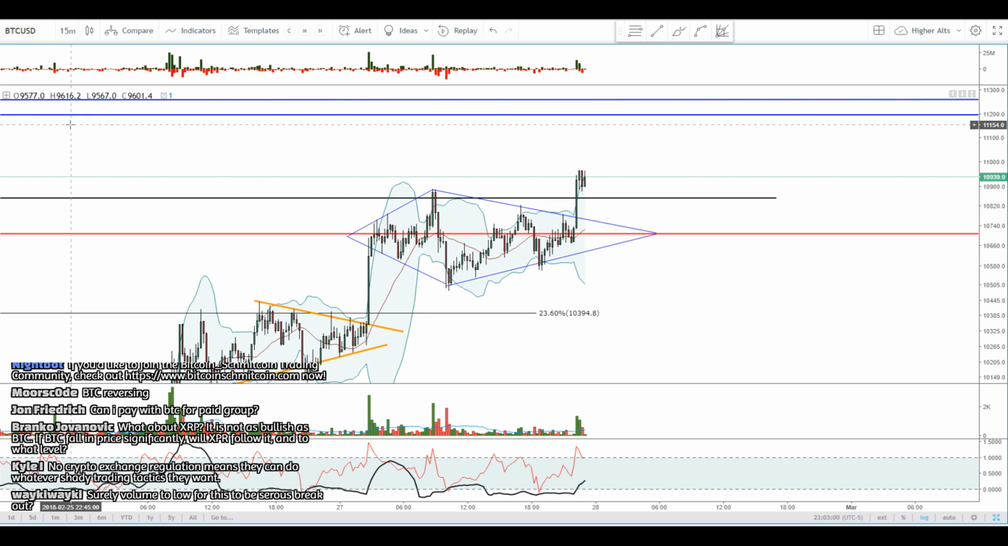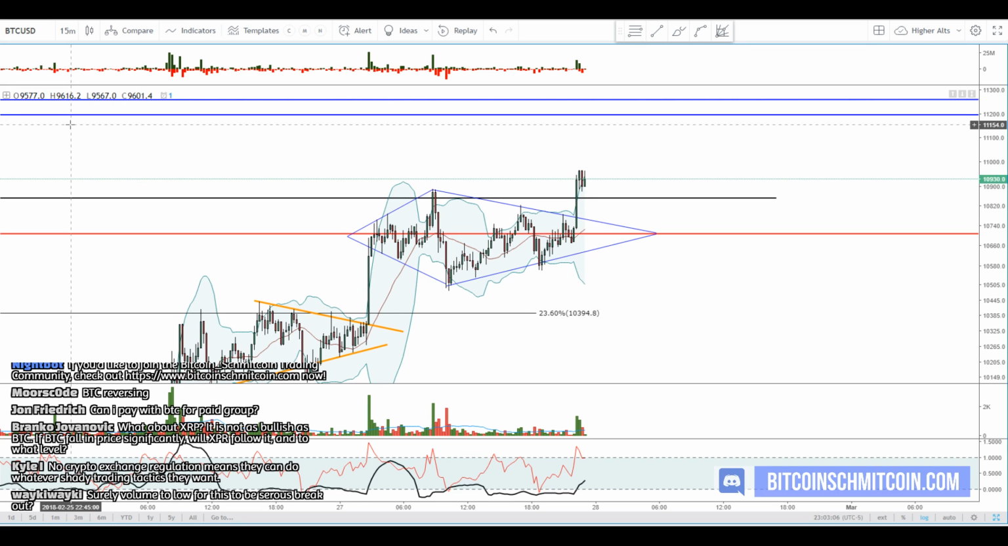Surely volume is low for this to be a serious breakout? No, I agree. I think we get one more high. And that's where I'll be placing my limit sells. Yeah, I'll be looking to short just a little bit above this high here.